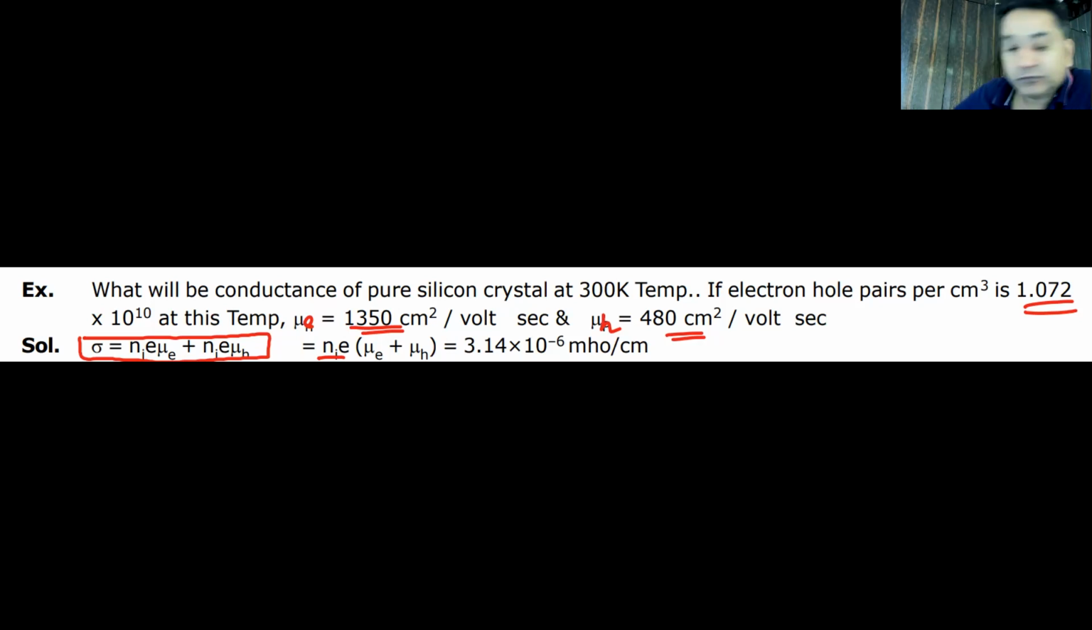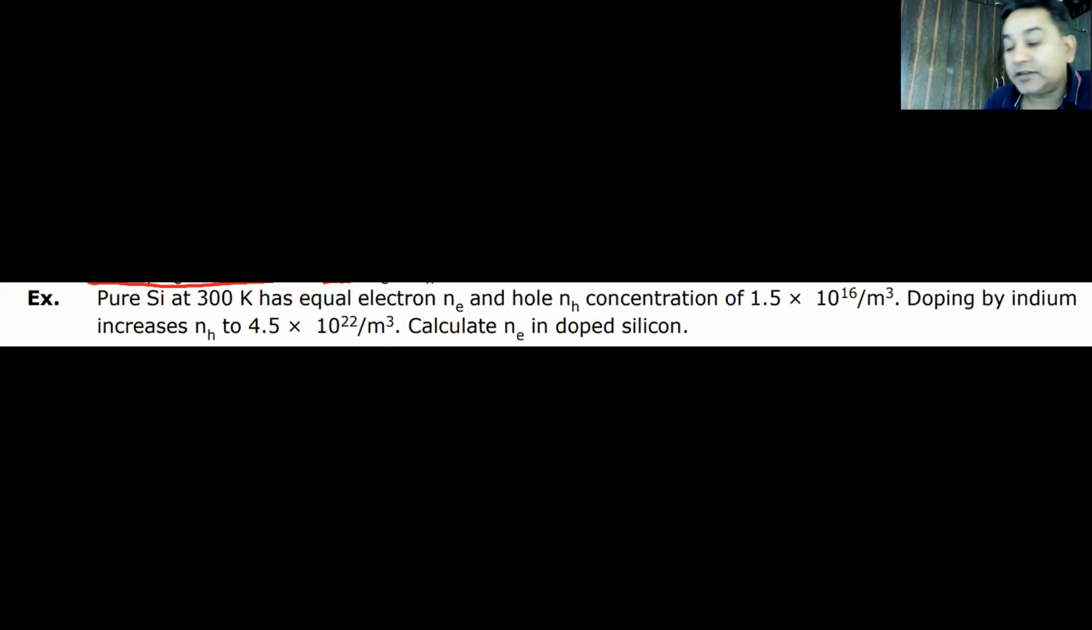Yes, sir. Then, this one, the next question in the exercise in your sheet. Pure silicon at 200 Kelvin has equal electron and equal hole concentration. The value is given. Doping by indium increases hole concentration to 4.5 into 10 raised to the power 22 per meter cube. What is the concentration of electron in doped silicon? Very good question. Very simple one. If you know the formula, you can do it.